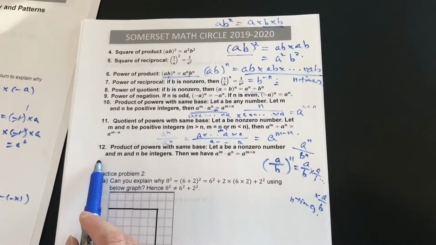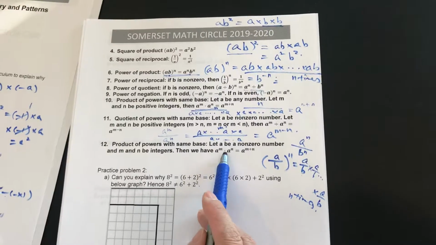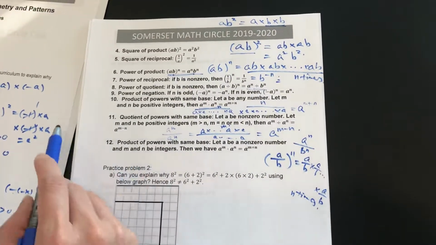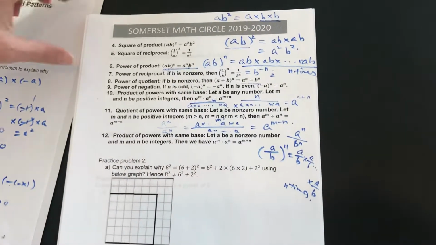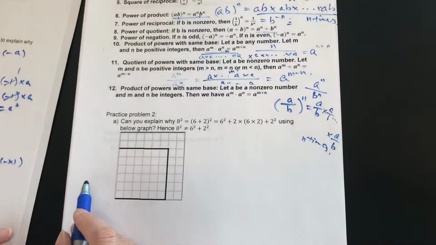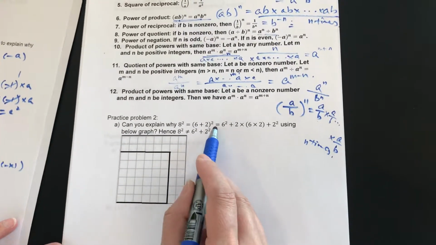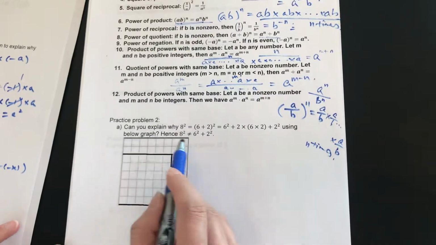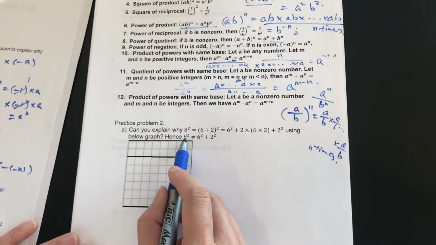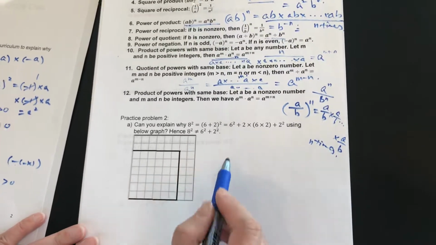Number 12, product of powers with the same base. A to the N multiplied by, this one is the same as number 10. Okay, practice problem 2. Part A, can you explain why 8 squared does not equal 6 squared plus 2 squared, using the graph below? So that we can prove 8 squared is not equal to 6 squared plus 2 squared.